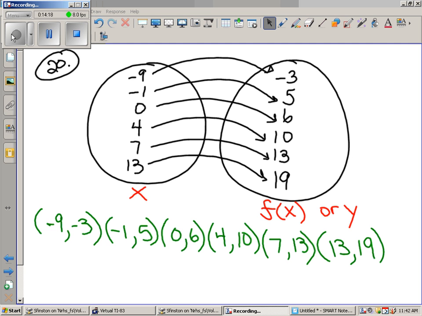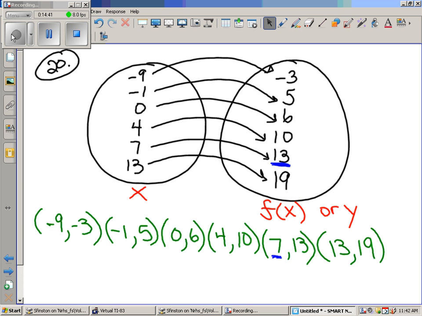So take a look. The question asks, if f of x is 13, what's x? All you have to do is just go look for it. F of x is 13. Follow the arrow back. It's got to be 7. And that's the answer. Piece of cake, right?